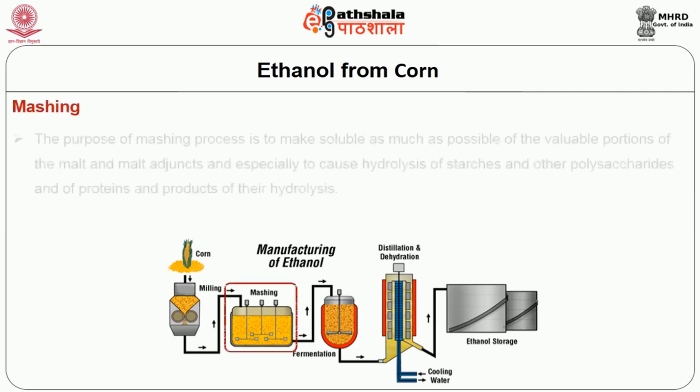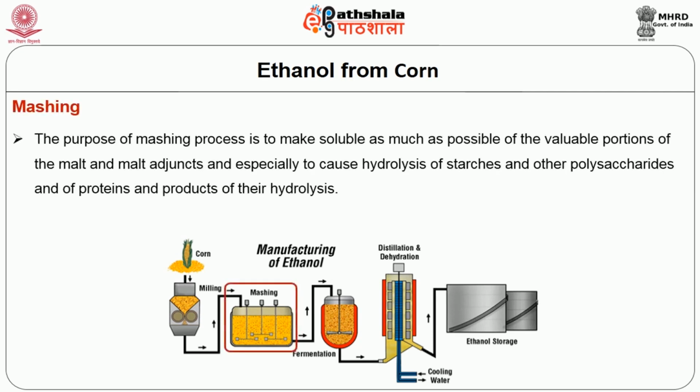Second step is the mashing. The purpose of the mashing process is to make soluble as much as possible of the valuable portions of the malt and malt adjuncts, and especially to cause hydrolysis of starches and other polysaccharides and of proteins, as well as the products of their hydrolysis.